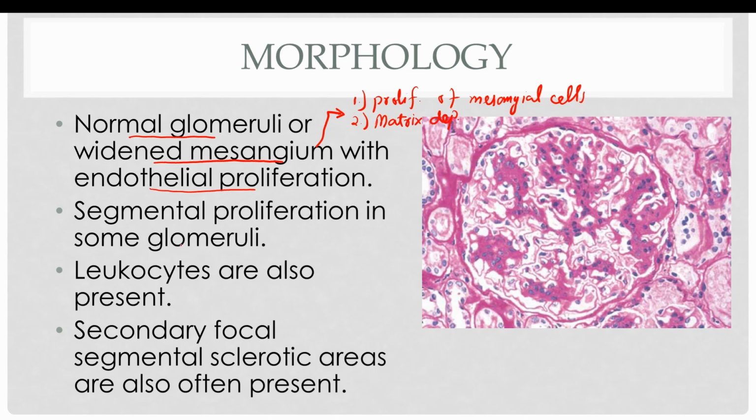In some cases, only segmental proliferation is present in some glomeruli. Leukocytes are also present, which include macrophages, monocytes, and neutrophils. The healing process goes on hand in hand with the IgA nephropathy in some glomeruli. Therefore, secondary focal segmental sclerosis is also present in a few glomeruli. So you can see here, there are inflammatory cells present, and the widening of the mesangium is also evident.